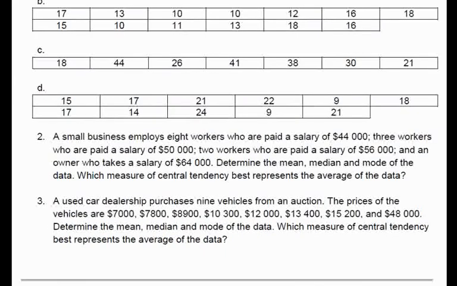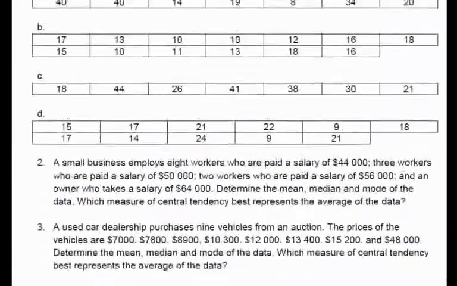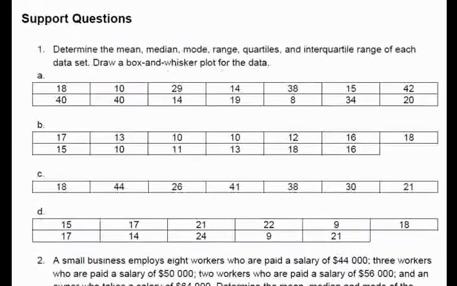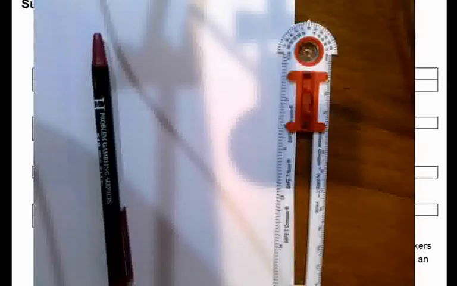So the support questions, we'll go through these. There's just 3 of them here. The first one, we'll do one of these problems. We're asked to determine the mean, the median, the mode, the range, the quartiles, and the interquartile range of each data set and make a box and whisker plot of that data set. So let me turn my camera on here, and we'll do the first one.